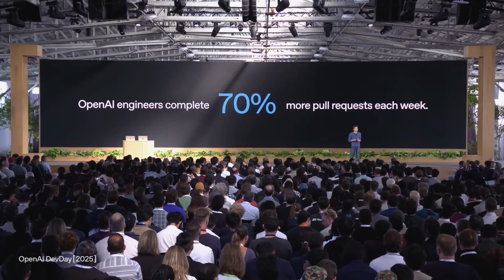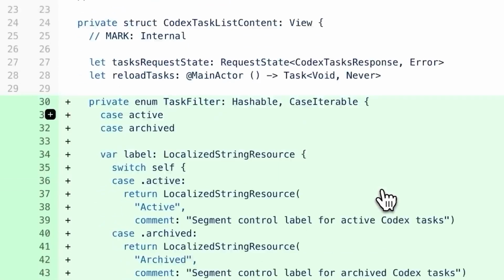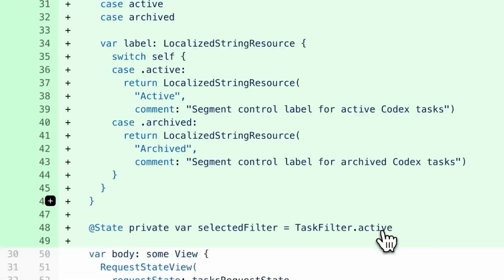The numbers on this are genuinely crazy. Sam Altman mentioned at the launch event that within OpenAI itself, almost every engineer now uses Codex. It was only half of them back in July. They're merging 70% more pull requests every week. Codex automatically reviews basically every PR. It's catching hundreds of bugs every single day before humans even see the code. Daily usage has grown 10 times since early August.